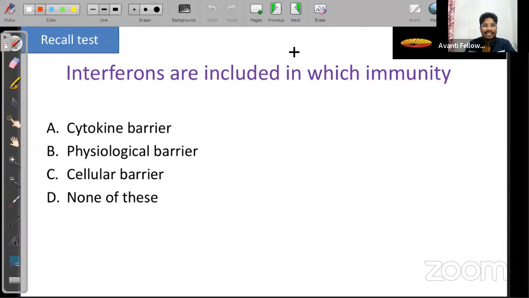Interferons are included in which immunity? Option A, cytokine barrier. Option B, physiological barrier. Option C, cellular barrier. Option D, none of the above. Interferons. What are these interferons? Last 40 seconds remaining. I want the remaining people to answer the question.